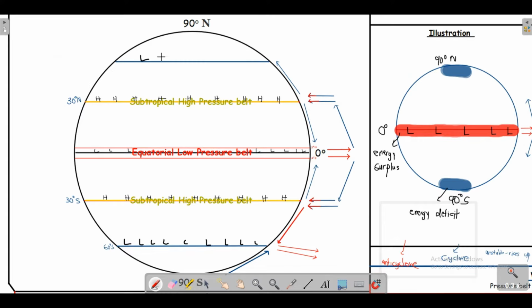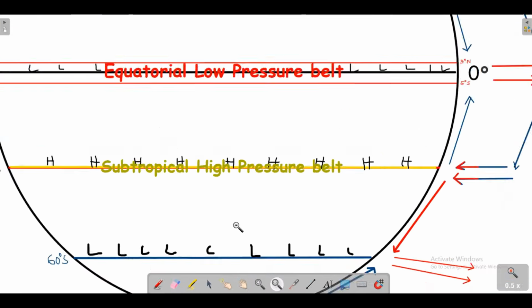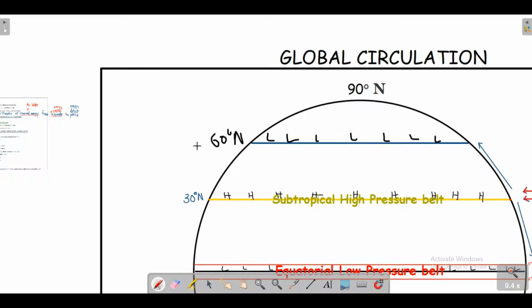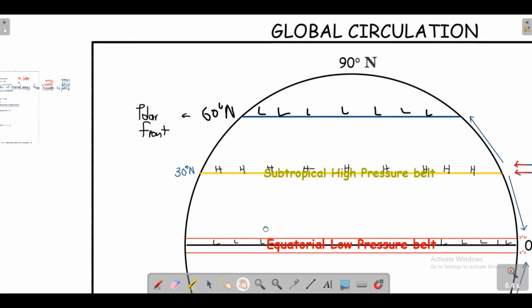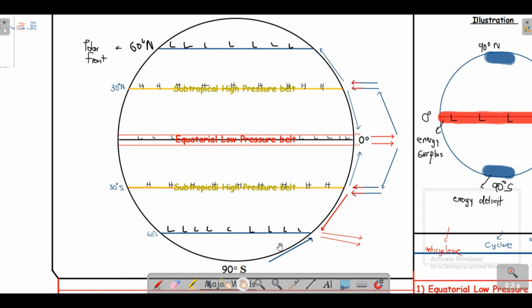Okay, so I'm going to have L over there. This represents low pressure, 60 degrees. So at 60 degrees we have another zone, but this zone is now the zone of low pressure, 60 degrees north. And by the way, 60 degrees is also called the polar front. It's where the cold air and warm air meet up. That boundary between them is the front. But because it is near the poles, we call it the polar front. Now, this zone of low pressure then has a name.